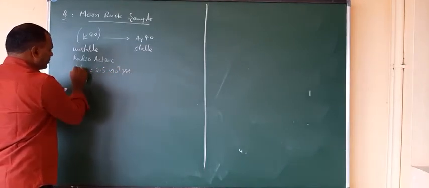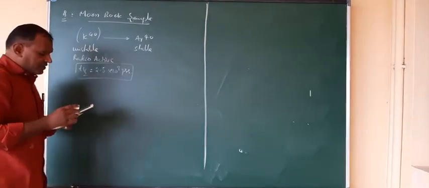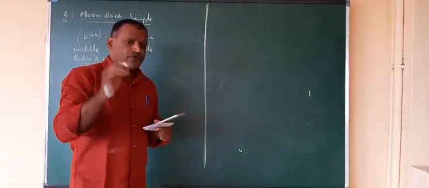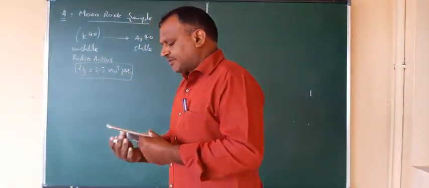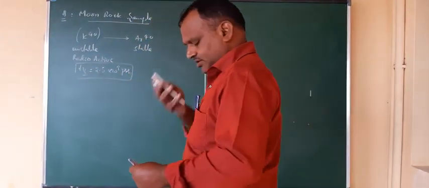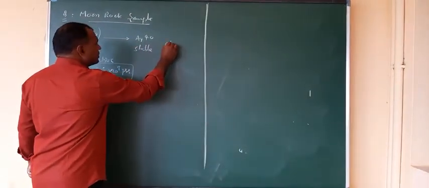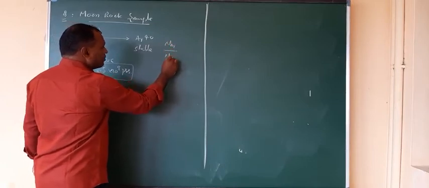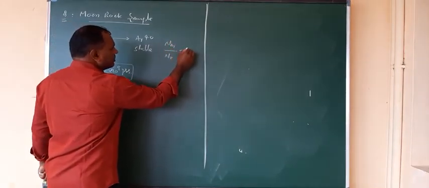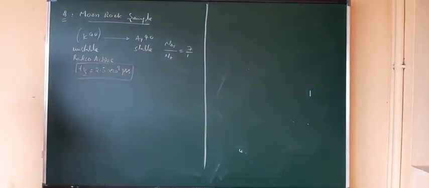So this is given, and this is a question. What is it asking? It is asking us to find the age of the rock. In this, the ratio is given. Which ratio? The number of stable nuclei, that is argon, upon the number of unstable nuclei, that is potassium, is given as 7:1. So that ratio is provided here.